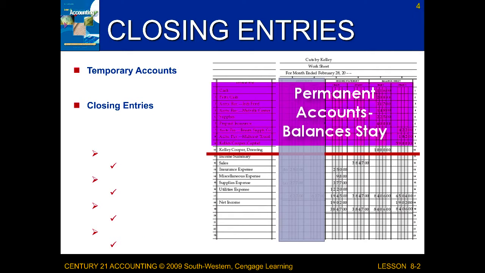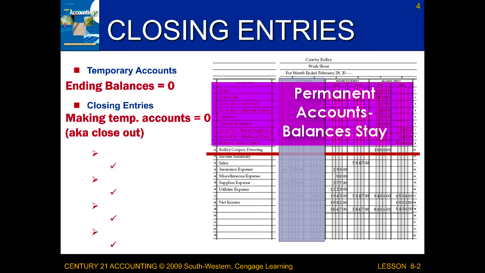So if permanent accounts stay and they're permanent from one month or one fiscal period to the next, temporary accounts are temporary. They don't stay. In fact, we're going to take any type of temporary account and close it out, which means we're going to make its ending balance become zero. So when we talk about completing the closing entry, we'll take every single temporary account and we'll have to do a little bit of math in order to close out or make that account equal zero.